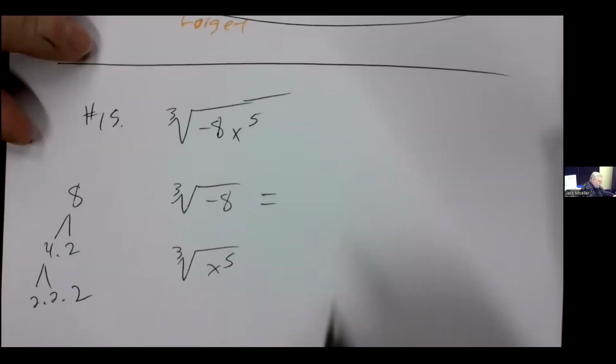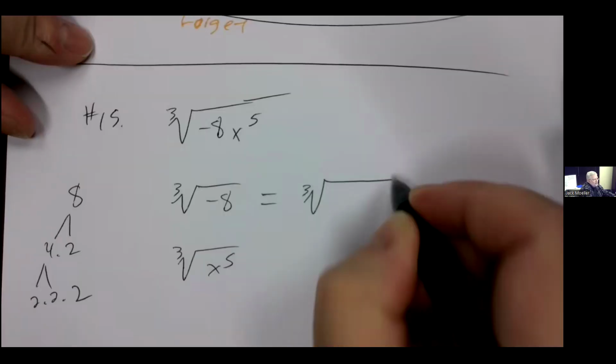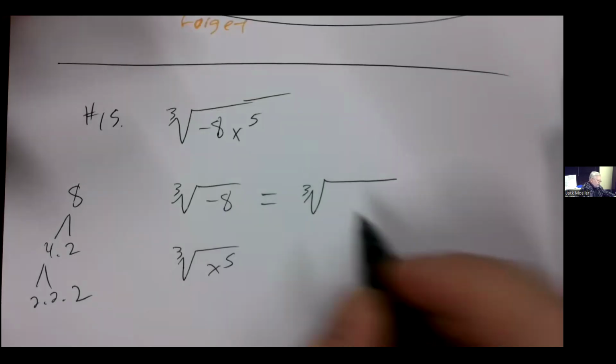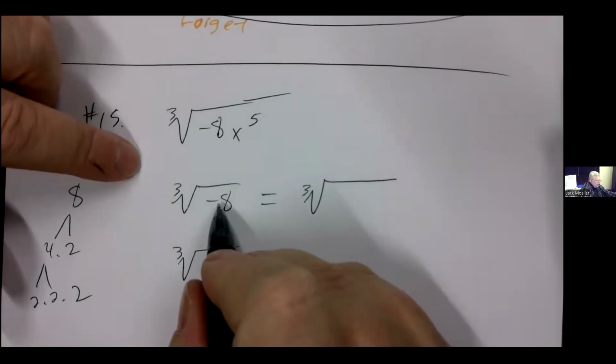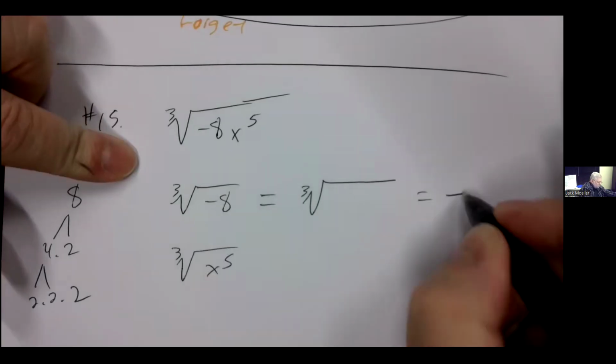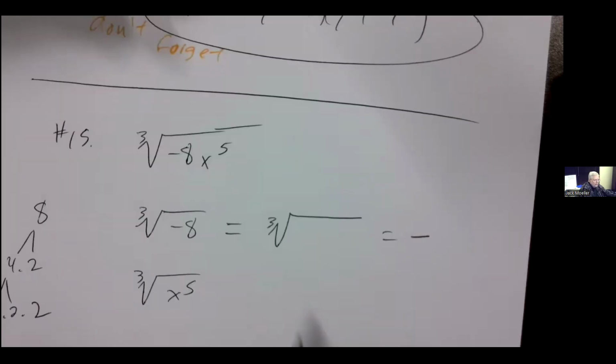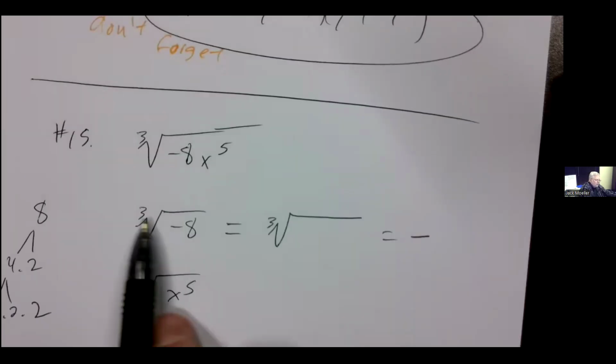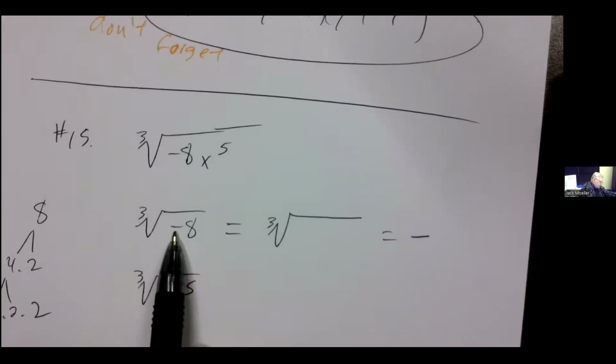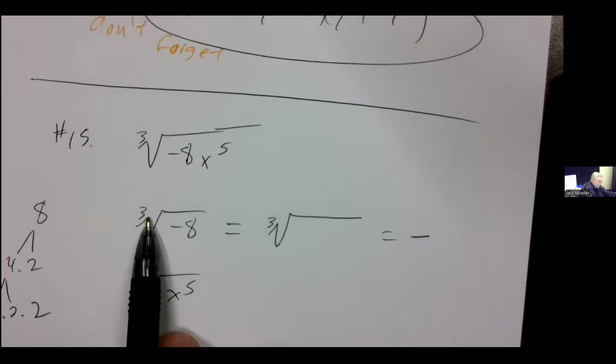Now the negative, you can take the negative of a cube root, that just tells us our answer is going to be negative. If this was a square root, then we'd be dealing with an i situation. I think if we give you a negative square root, it's going to be a complex number. But we can take the negative root of a cube. So 8 is 2 times 2 times 2.